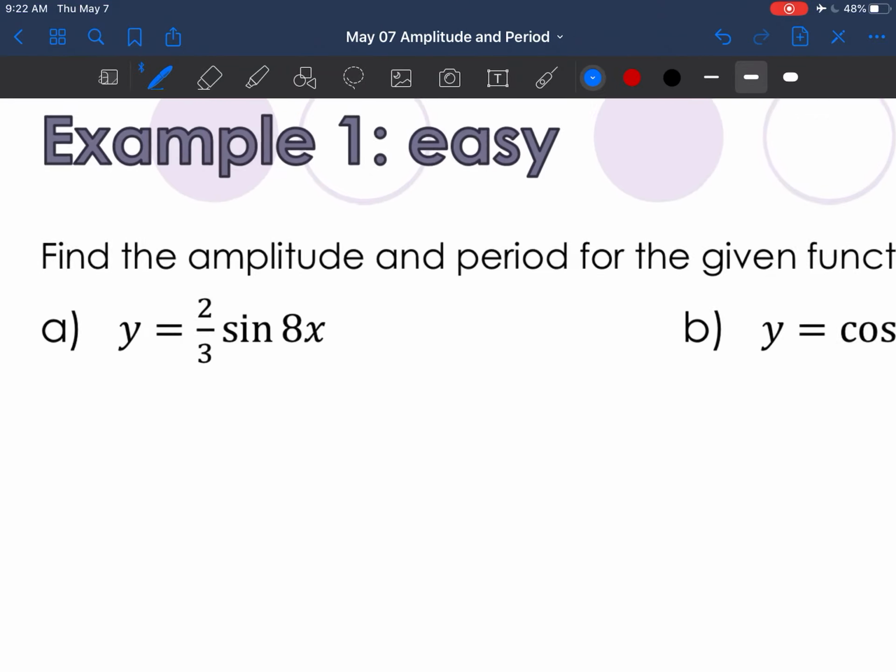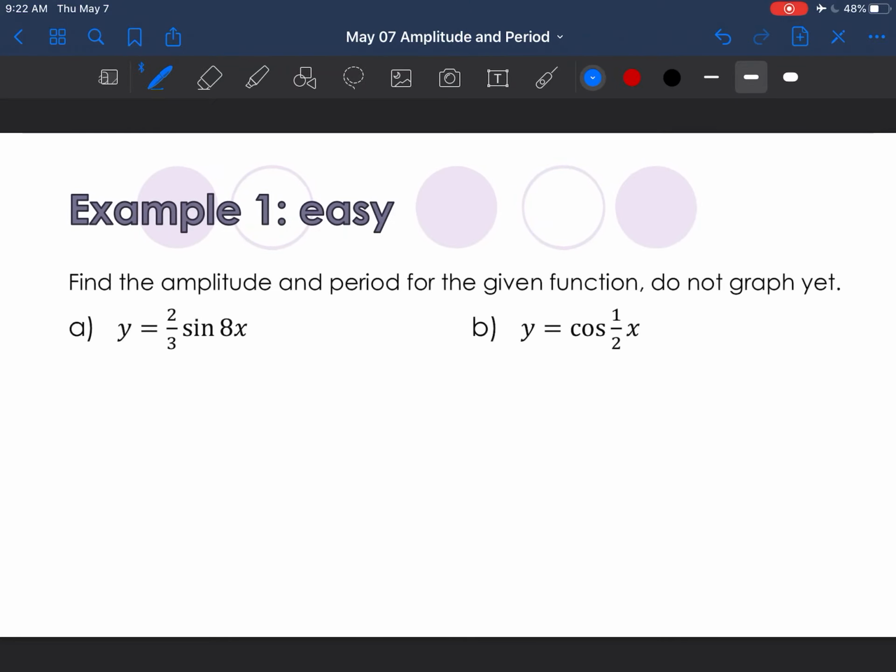Okay, so the first one, these are the easier ones. You're finding the amplitude and period. You are not graphing these yet. Okay, so I have y equals 2/3 sine 8x. First let's start with the amplitude. Remember that the number in front of sine or cosine is a, and the number that's in front of the x is b.